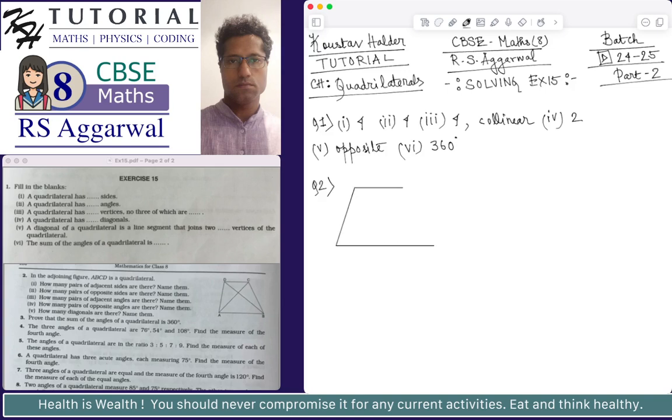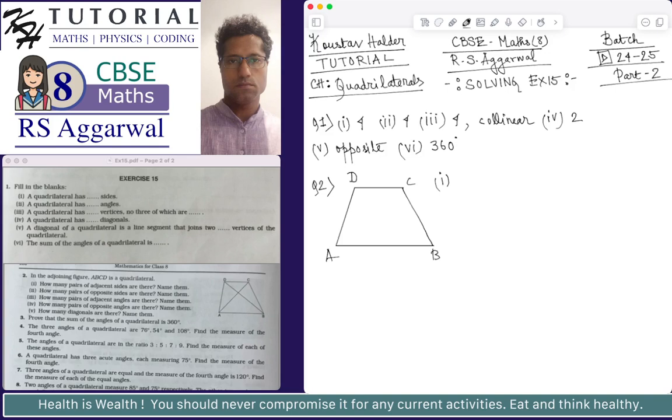This is more or less, obviously it is not the exact figure anyway. So this is the quadrilateral given. A, B, C, D are the vertices. And okay. So part 1, it is asking how many pairs of adjacent sides are there.